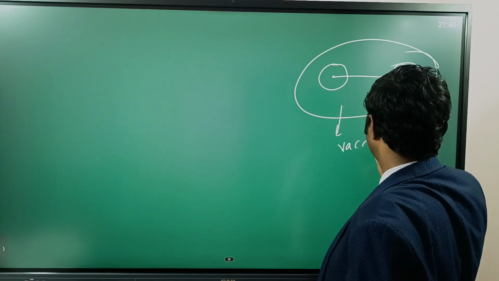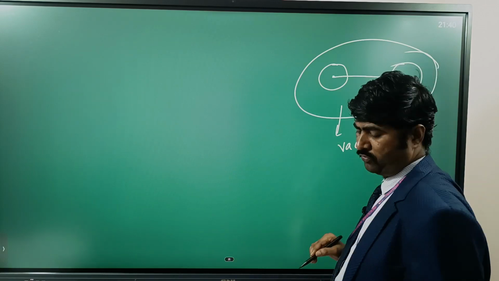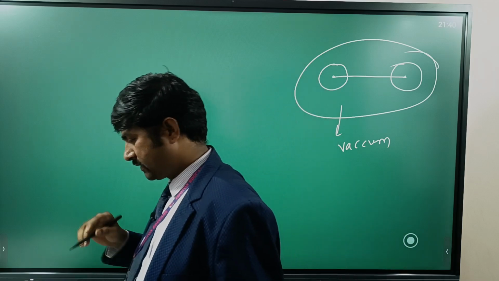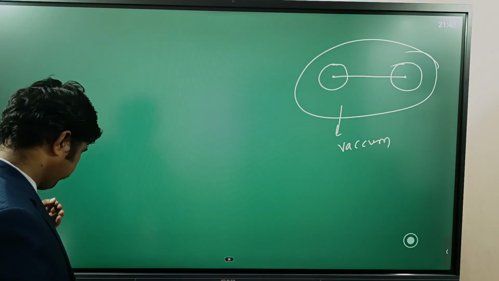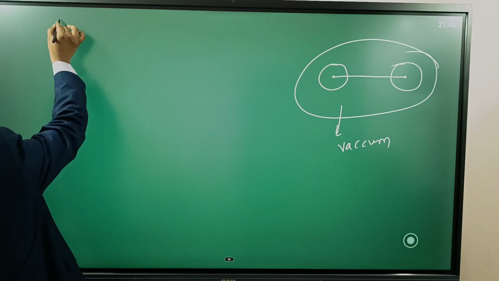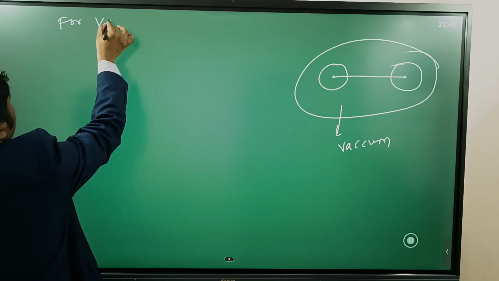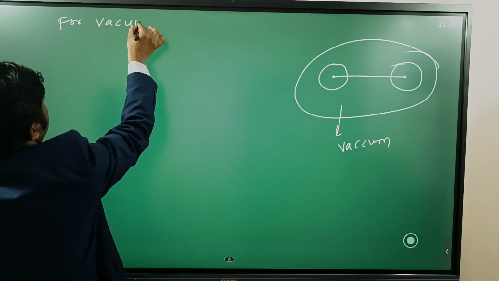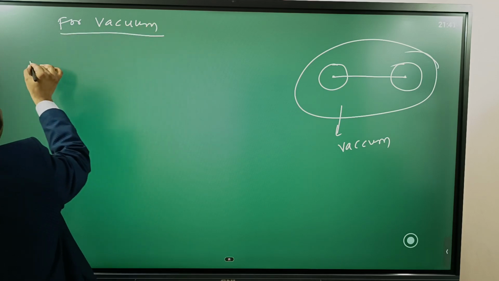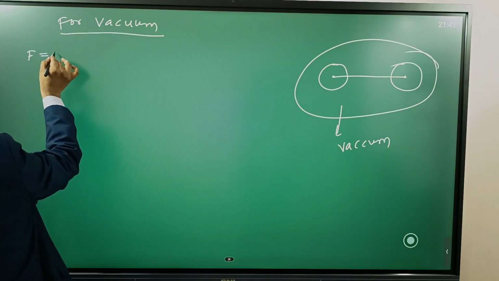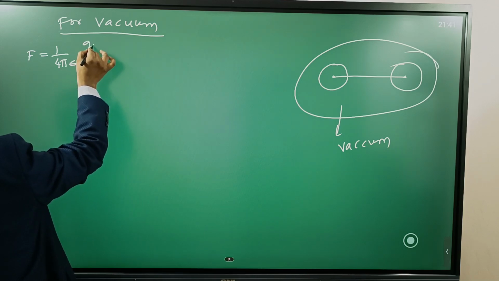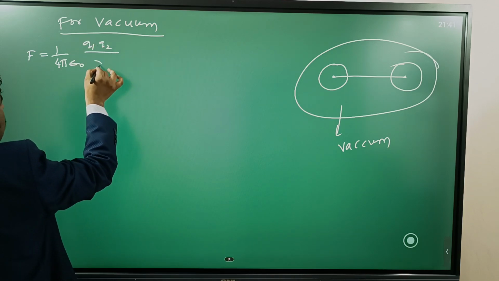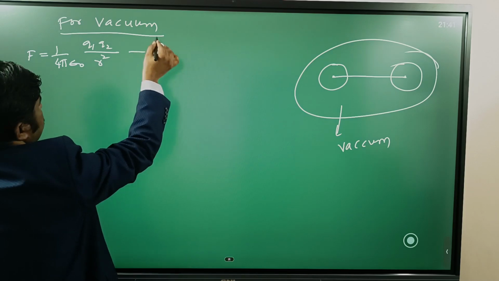These two charges were placed in vacuum. When it is placed in vacuum, what will happen? What is the force of attraction between these two charges? Yes, for vacuum, the force of attraction becomes F is equal to 1 divided by 4 pi epsilon naught q1 q2 divided by r square. You can call this equation number 1.